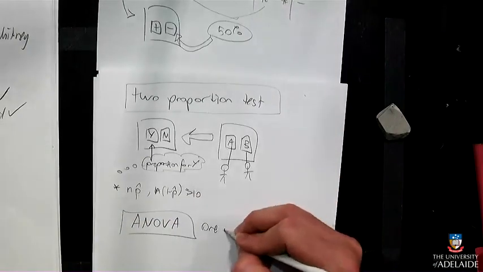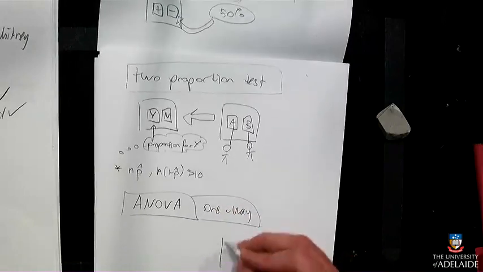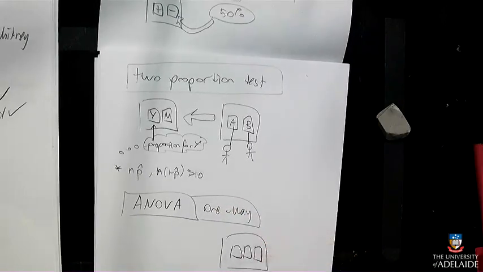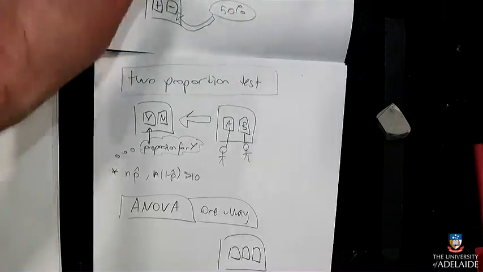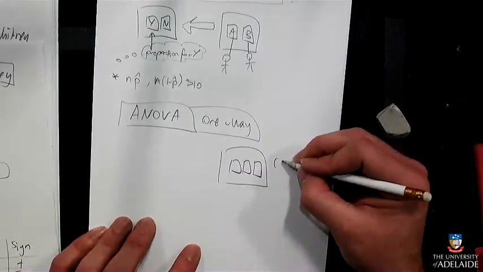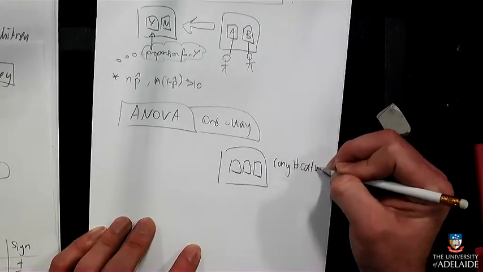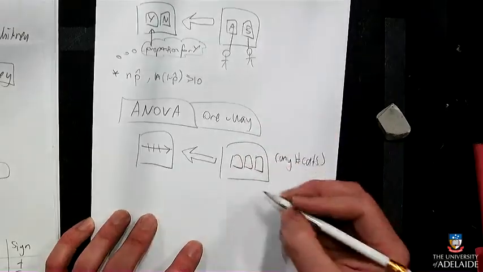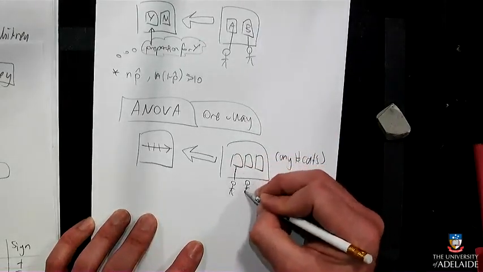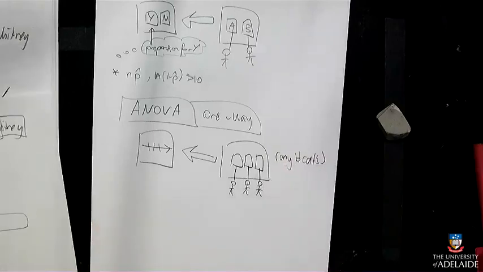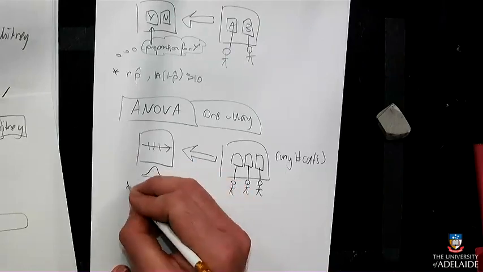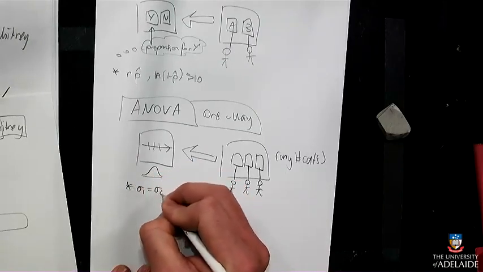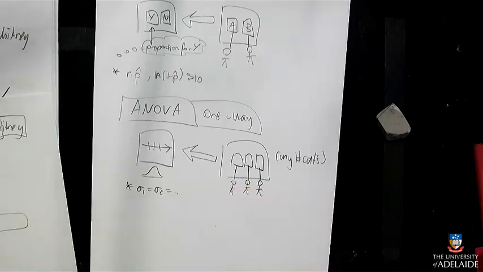ANOVA, one way. So ANOVA is designed for when there's any number of categories, but in particular more than two. And different individuals are in different categories. And this is a normal distribution. And all the variances are the same.